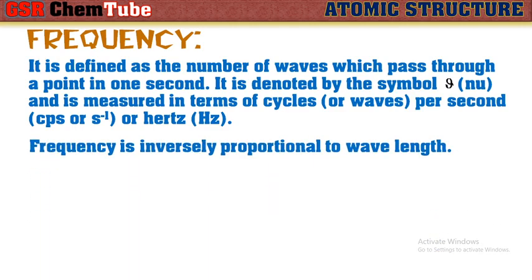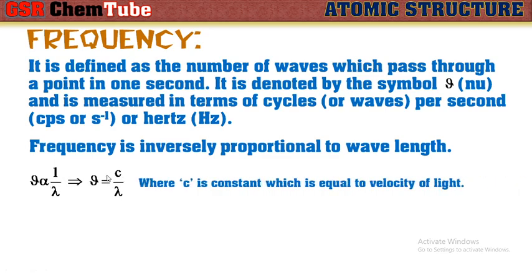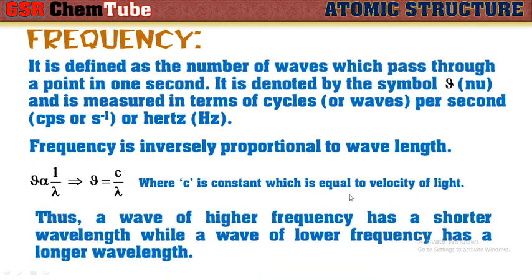Frequency is inversely proportional to wavelength. That means mathematically we can write: nu is inversely proportional to lambda, or nu is directly proportional to 1 by lambda. To remove the proportionality, a constant is taken, which is equal to the velocity of light. Thus a wave of higher frequency has a shorter wavelength, while a wave of lower frequency has a longer wavelength. Both are inversely proportional.